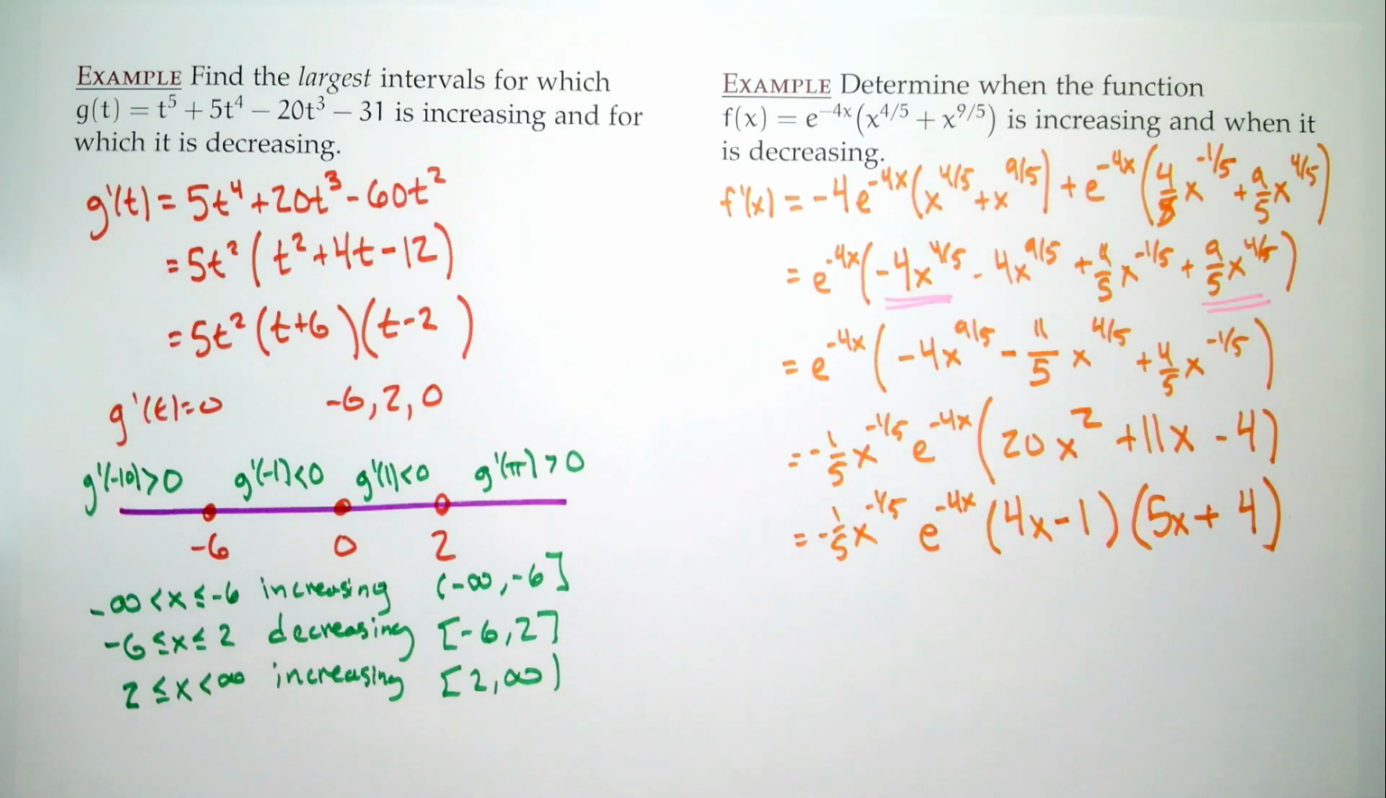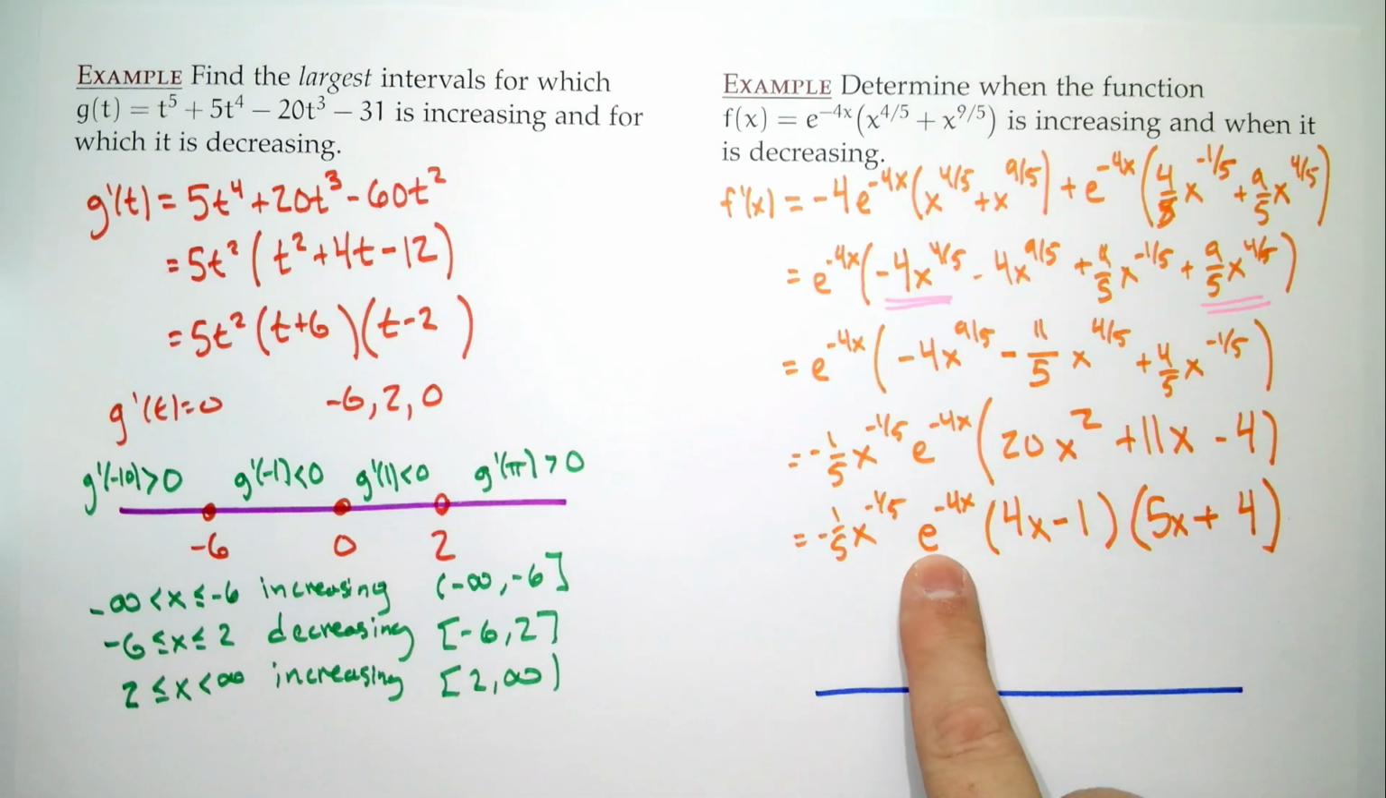Now, we're ready to draw our number line, because now we have a good idea of where our critical points are at. So, where are our critical points at? Let's just go through the terms. E to the negative 4x, is that going to contribute to any critical points?